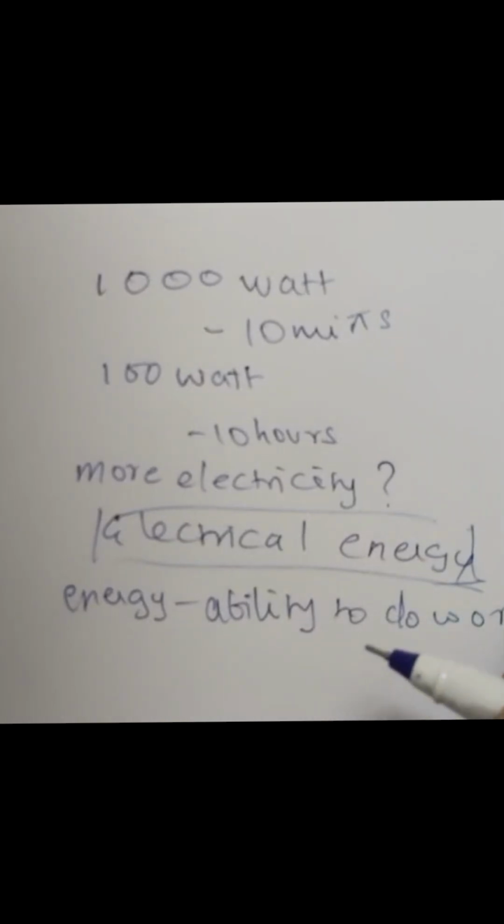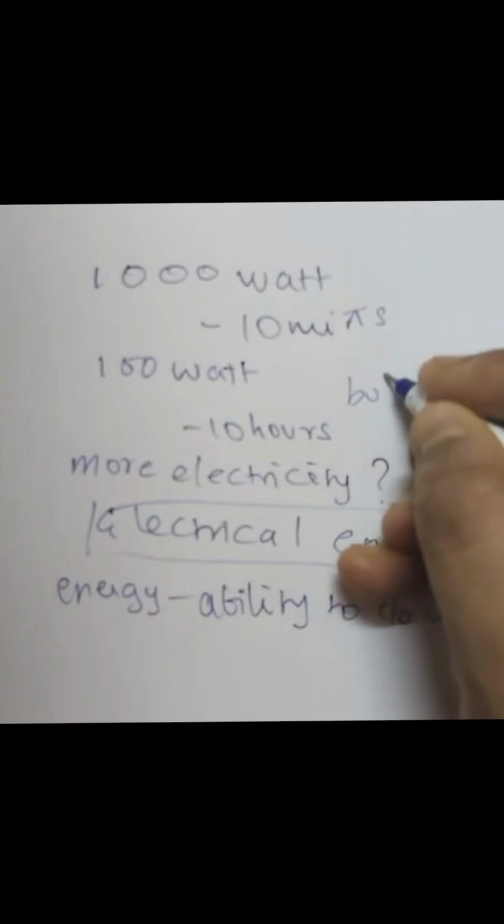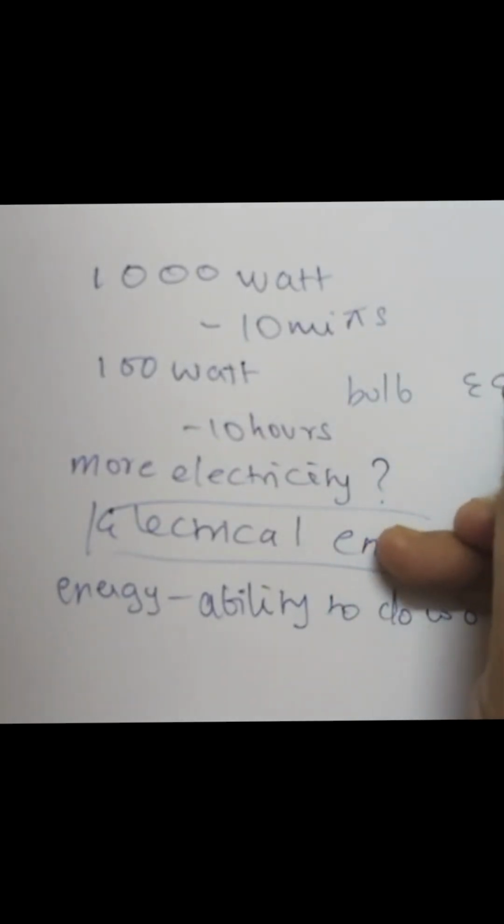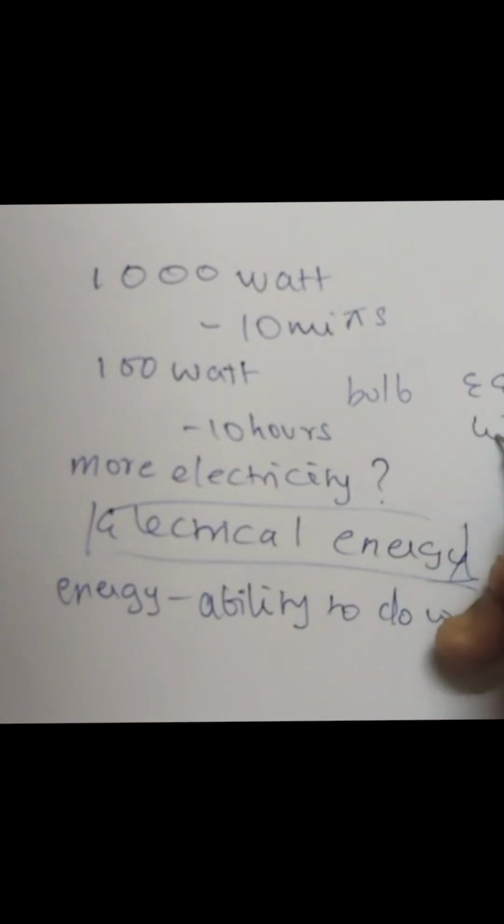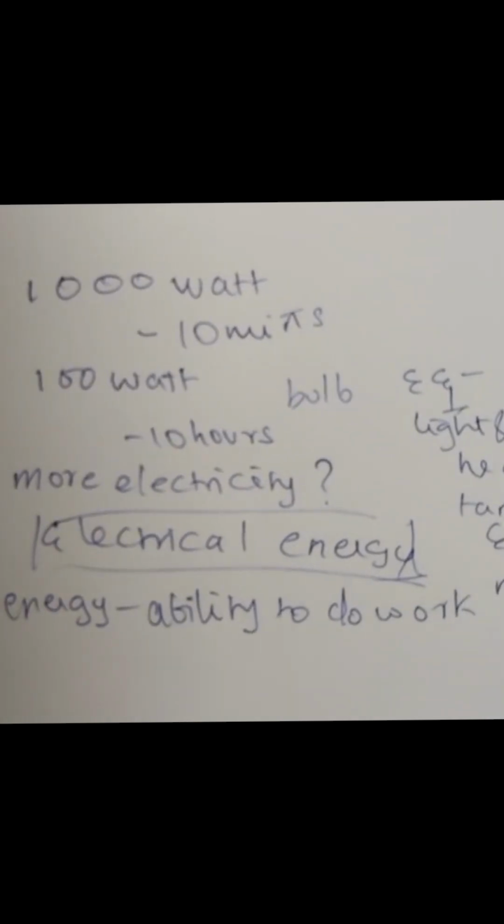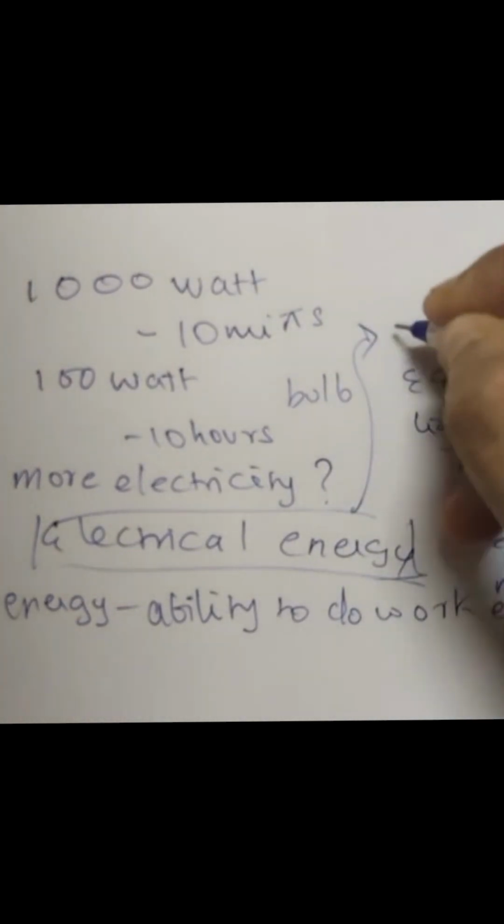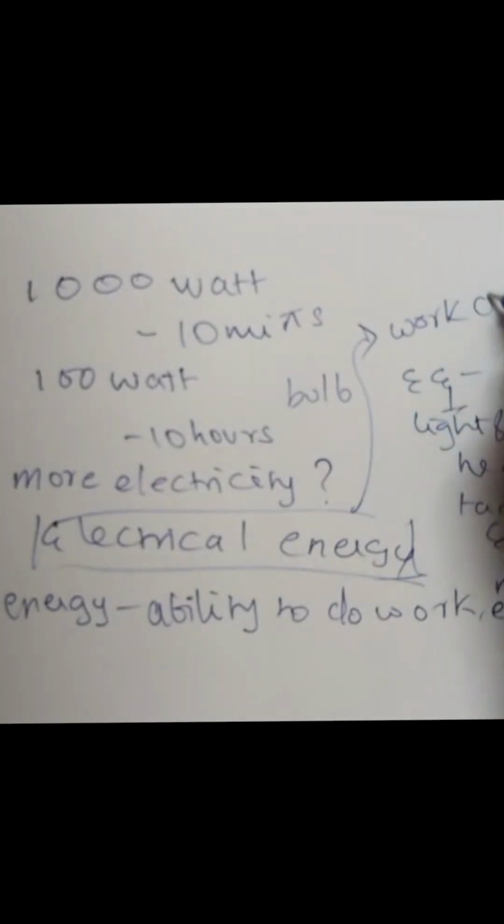What is electrical energy? When electricity flows through a device, electrical energy is converted to another form. For example, a bulb converts electrical energy to light and heat. A fan converts electrical energy to mechanical energy. So the total amount of electrical work done is called the electrical energy.